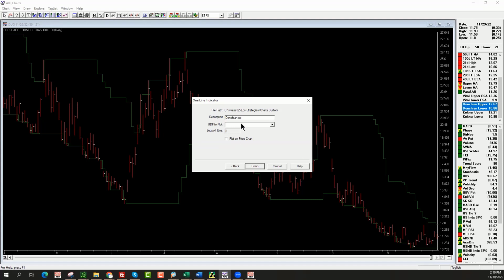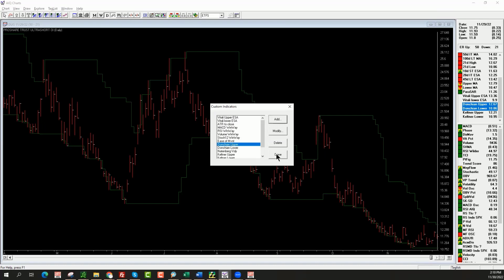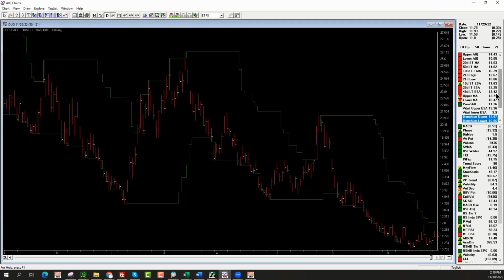Now the area here, it says UDF, that's user defined function. That's what we're looking for, a definition of what the system is going to display for us. In this case, we made it very clear. This was in the EDS file itself. Upper channel is what we're going to do, and we are plotting it on the price chart. That's the key thing. Once that's done, it's finished. I can click done. You notice now I actually have another Donchian in there.